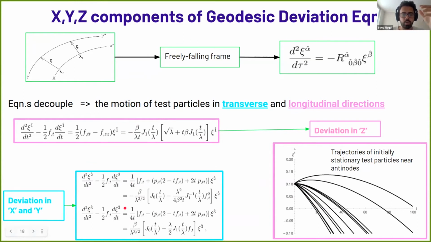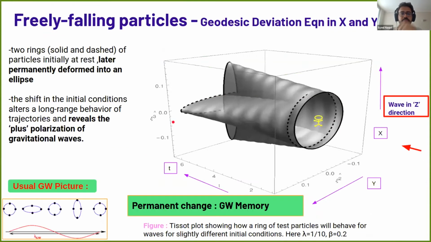Now the idea is to understand how, with me and you freely falling at the antinodes, a ring of test masses would behave over here. So this is you falling at the antinode. You will observe two different rings of test particles, which signify different initial conditions, and you will see that they evolve into a permanent ellipse. So these two rings of particles, initially at rest, later permanently deform into an ellipse. Obviously the wave is in the Z direction and you are studying the geodesic deviation equation in X and Y. The shift in the initial conditions alters the long range behavior of the trajectories and reveals the plus polarization. This is the only polarization we have.